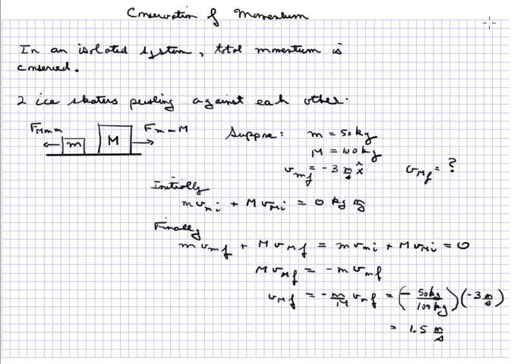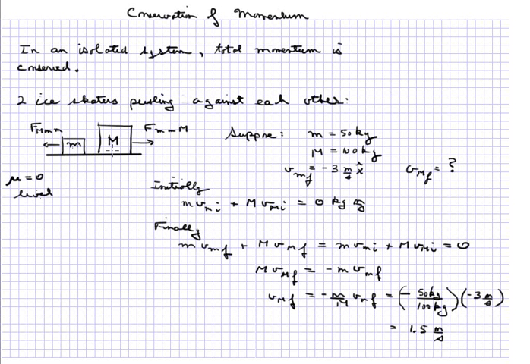Conservation of momentum occurs in an isolated system. So as an example, let's say we had two ice skaters on frictionless level ice. So the assumption here is that mu is equal to 0 and that the ice is level. And let's say they are pushing on each other.